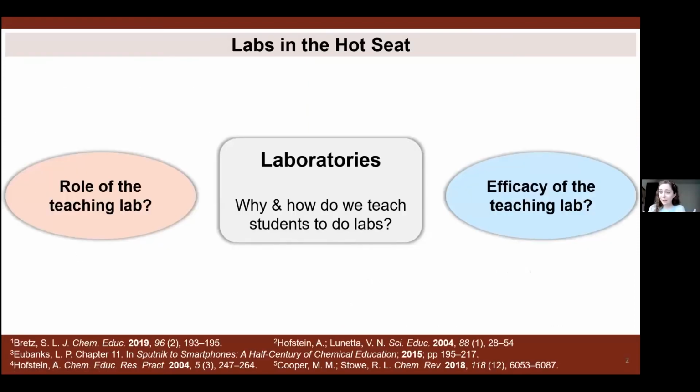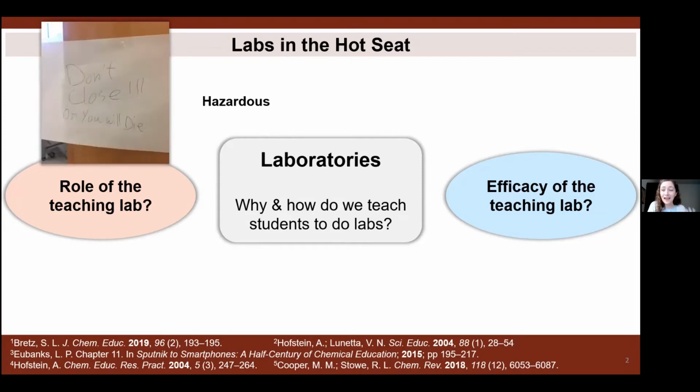As evidenced by the fact that we are all here, labs are a big topic right now. Specifically, the question of why and how do we teach students to do labs? The importance of this question is underscored by the accumulating evidence that our current teaching practices regarding labs might not be as efficacious as we originally thought they were, as well as the reality that labs are hazardous.